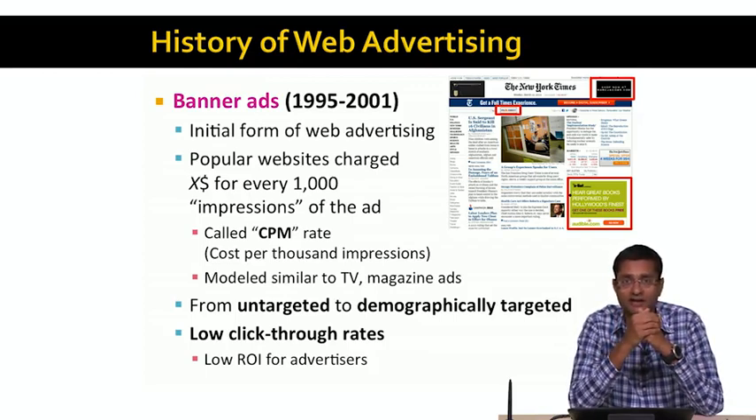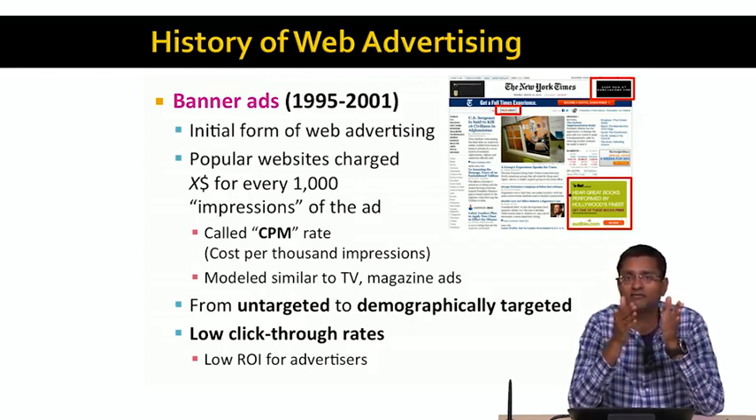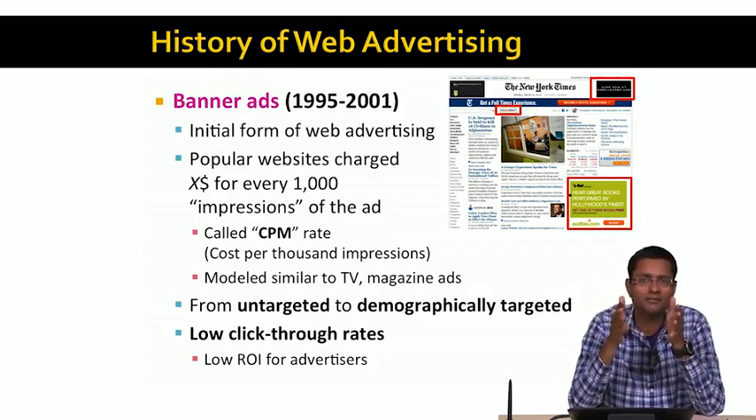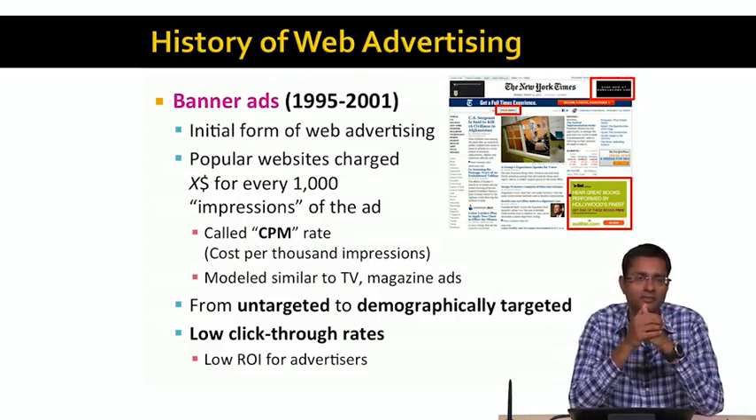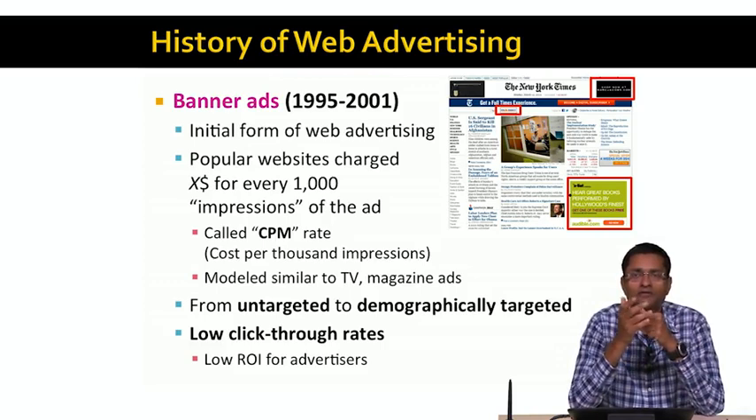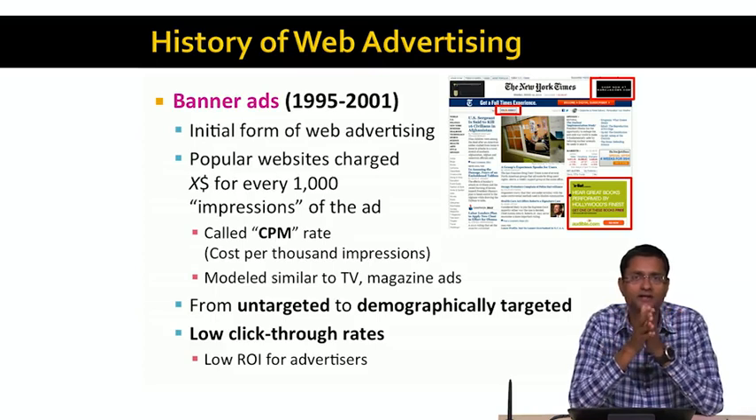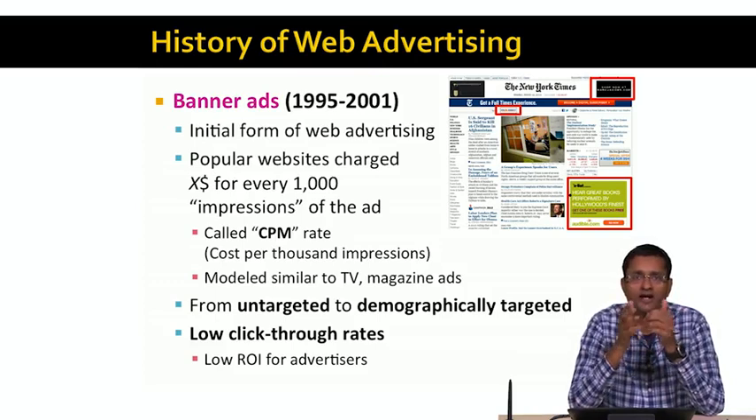And this prompted banner advertising to move from untargeted to demographically targeted. You can get broad demographic information about the kinds of people who are likely to see a given web page and target ads to those people. For example, you can place automotive ads on a site about car repair. So you can broadly demographically target ads to specific websites. But in general, these ads still don't perform really well because they are very broadly targeted.